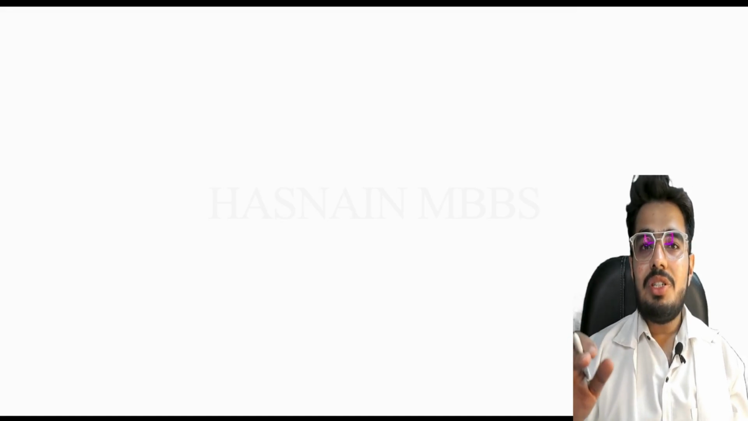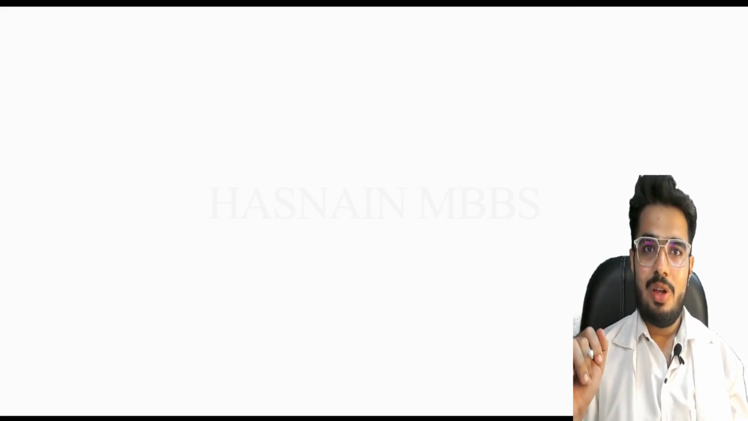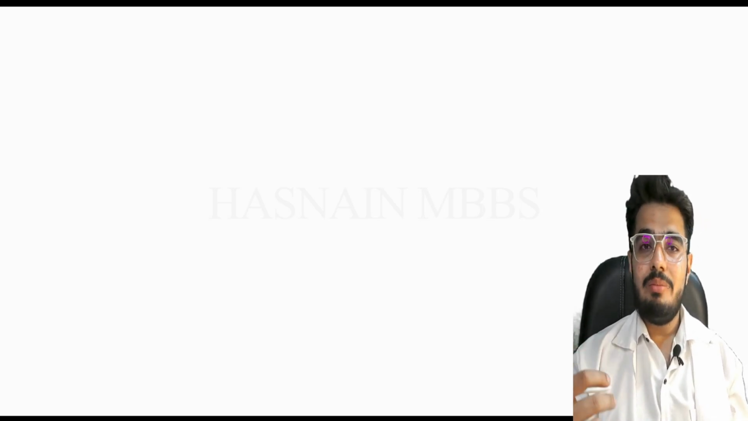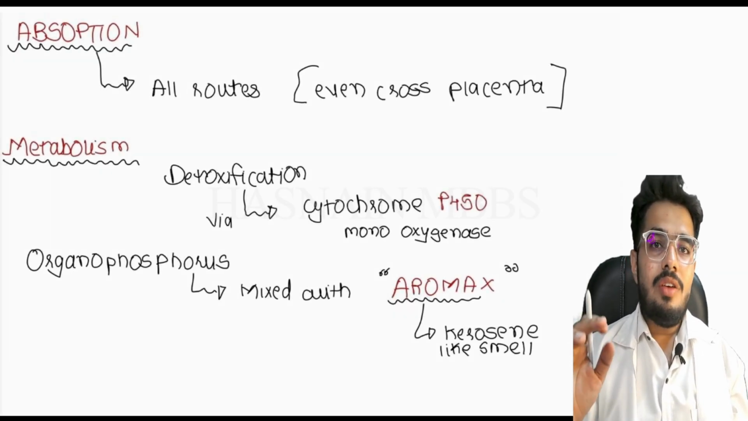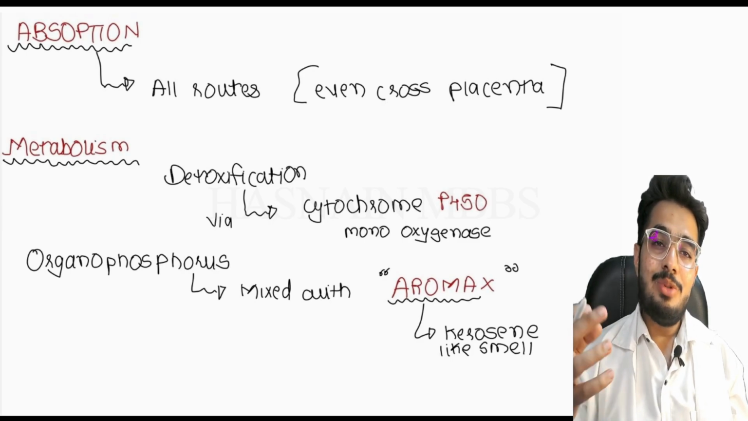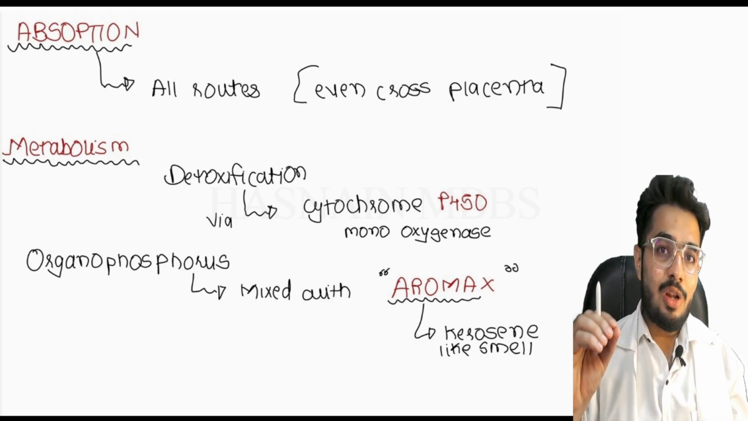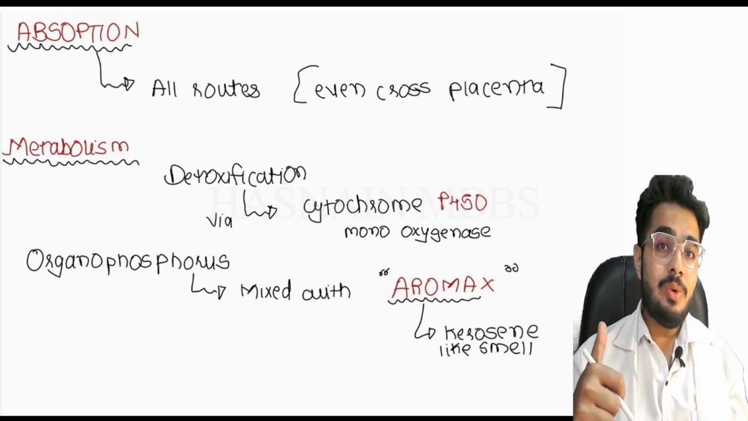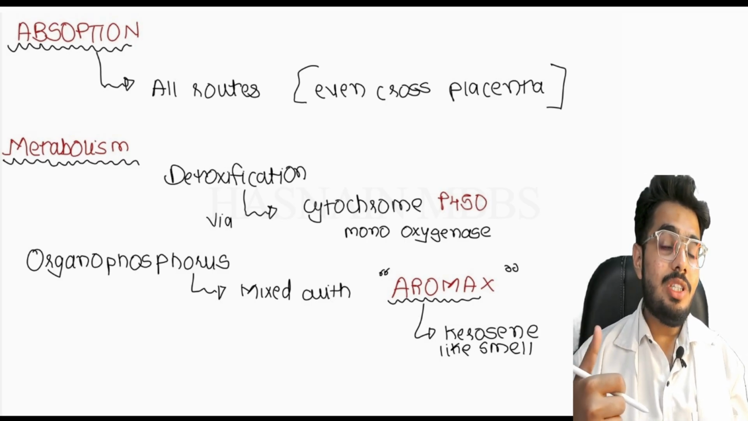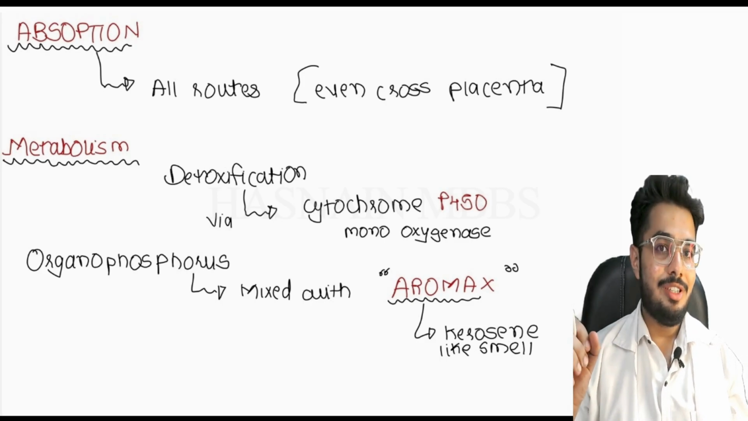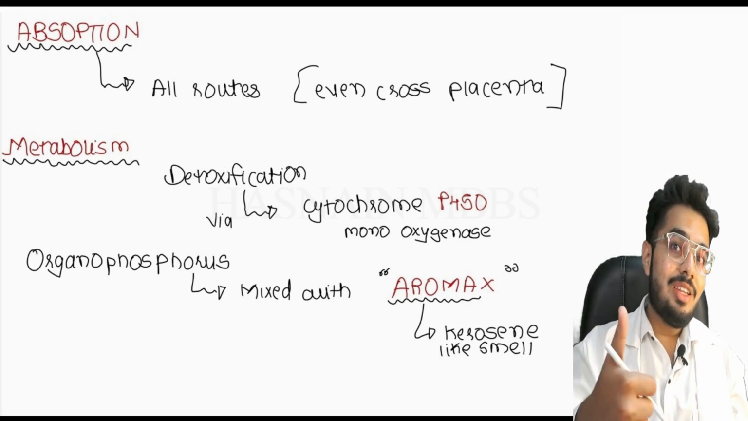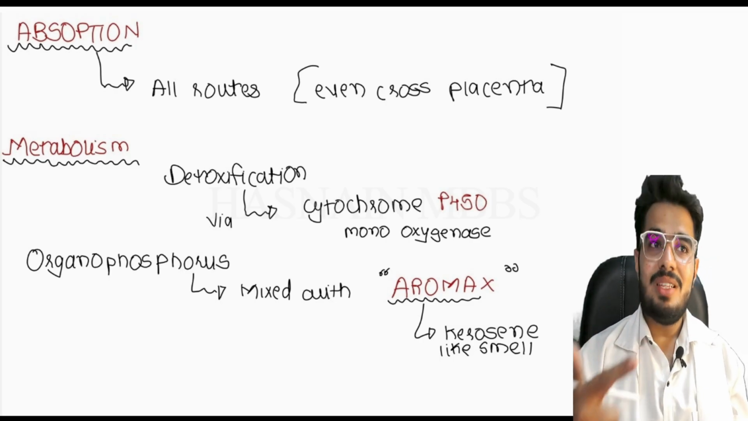So the main things which the examiner is going to ask about organophosphate poisoning are its absorption, metabolism, action and its treatment, and lastly its post-mortem changes. So let's start. Organophosphorus compounds can absorb through any route, even cross the placenta. So when you are treating organophosphorus poisoning, the first thing we do is remove and change clothes, because we don't want the unabsorbed poison to get absorbed in the circulation.